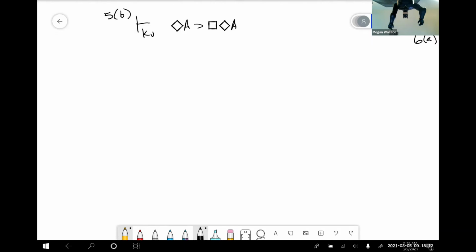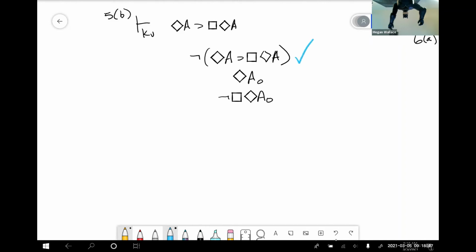So for this one, we're going to start as we always do. We're going to negate the whole claim. So we get it's not the case that diamond A then box diamond A, and this is all going to be true at 0. Because it's a negated conditional, we proceed as we usually do. So we get diamond A at 0, and it's not the case that box diamond A at 0. And that is me just applying the negated conditional rule to that.